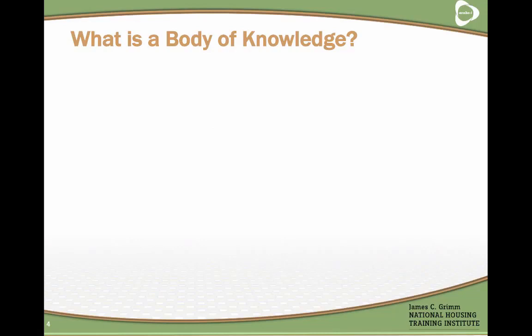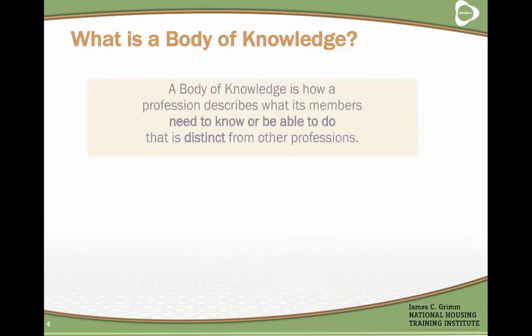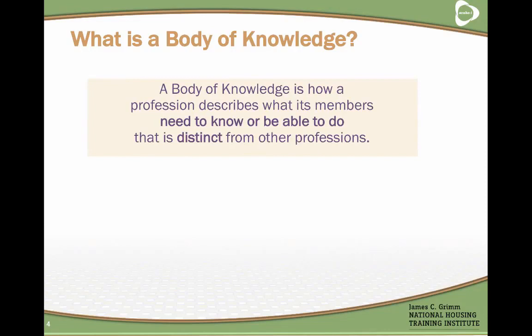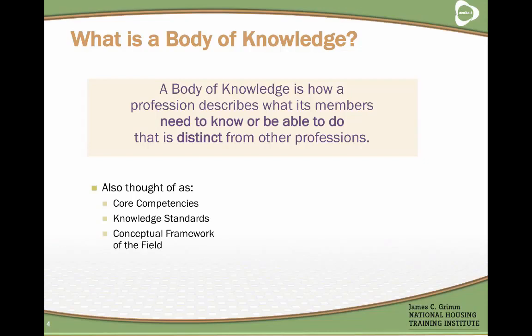One of the things you may be asking yourself is, what is a body of knowledge? A body of knowledge is how a profession describes what its members need to know or be able to do that is distinct from other professions. In our situation in housing and residence life, our body of knowledge talks about how housing and residence life is unique or different from other areas of the campus community and other units within student affairs. Sometimes we talk about the body of knowledge as our core competencies, our knowledge standards. It's also a conceptual framework for the field.